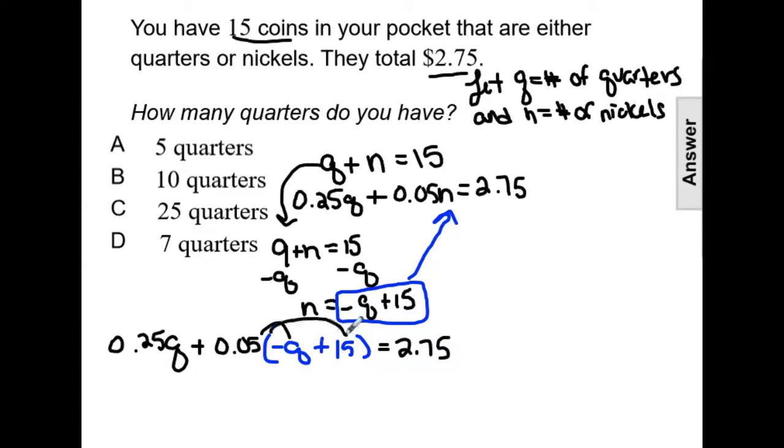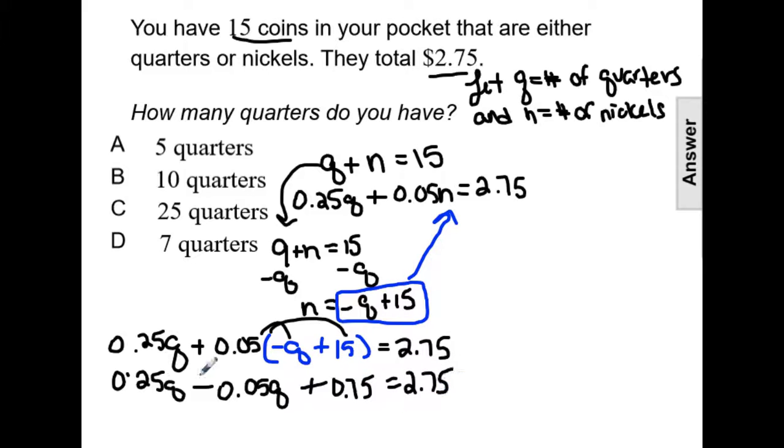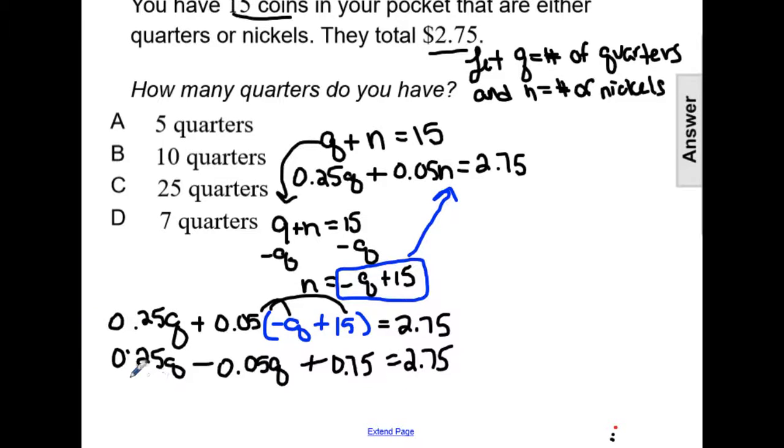So if I distribute the 0.05, that will give me 0.25 Q plus, minus, because of the negative, 0.05 Q plus 0.75 equals 2.75. Then we'll combine our like terms.